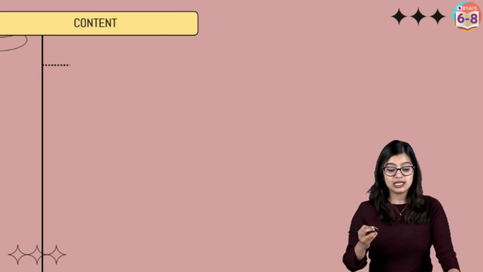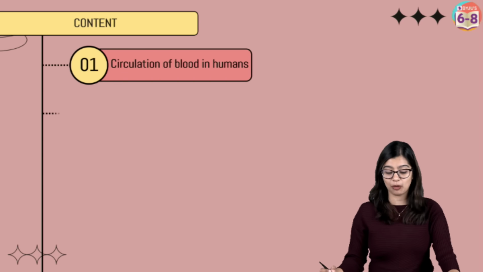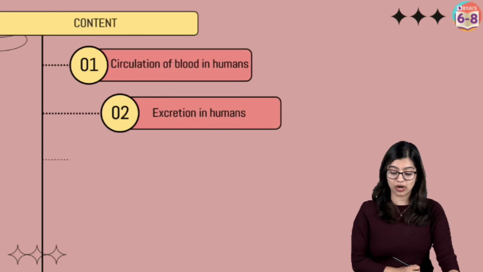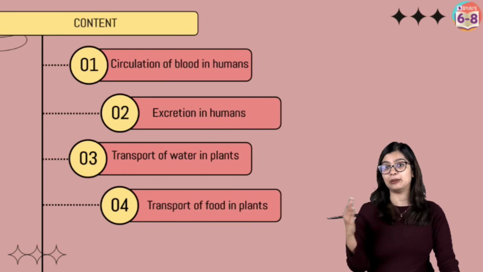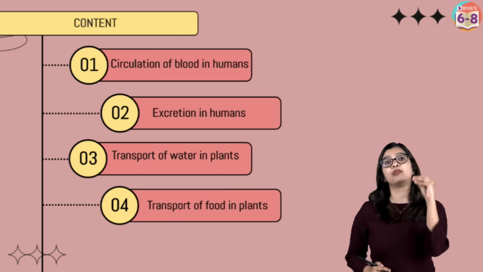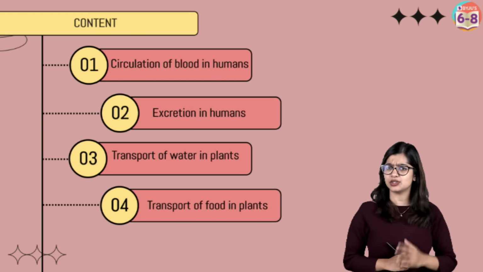Now, this particular chapter deals with some important concepts such as circulation of blood within the body, deals with excretion in our body, then of course deals with transport of water and food items in plants. So these are the three broad topics that we will be covering in this video.